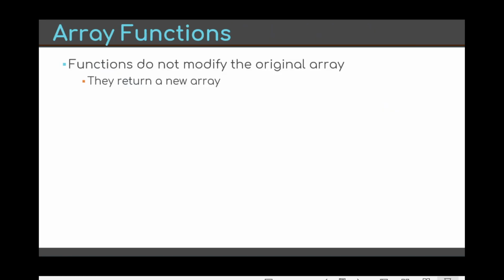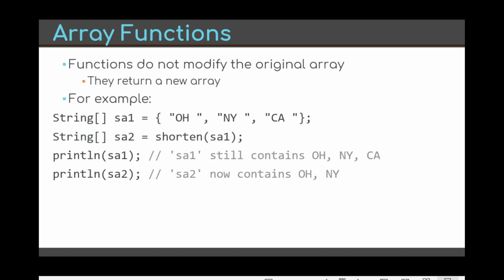All right, so the array functions, the first ones we talked about, they don't actually modify the original array. They keep your first array intact and make a whole new array for you. Example, we have a string of states.